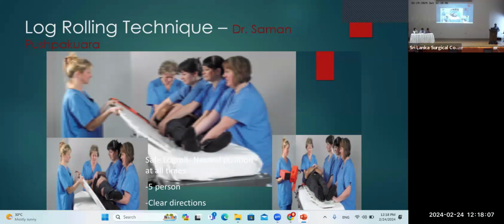And next one, the log rolling. Saman, can you explain the techniques of doing the log rolling and how many people need to get involved, and what is the function and responsibility of each member of the team?